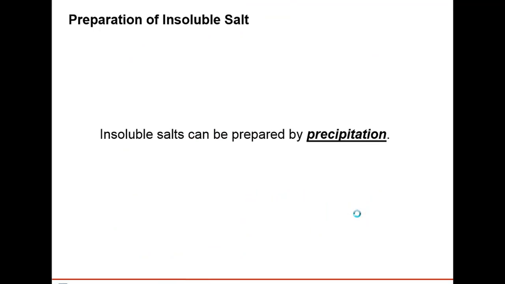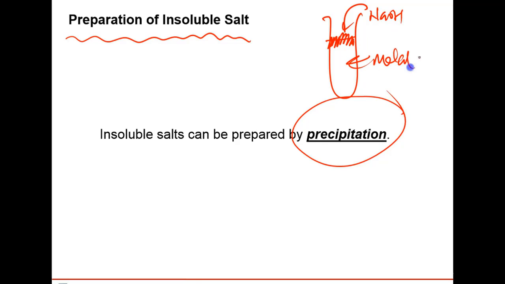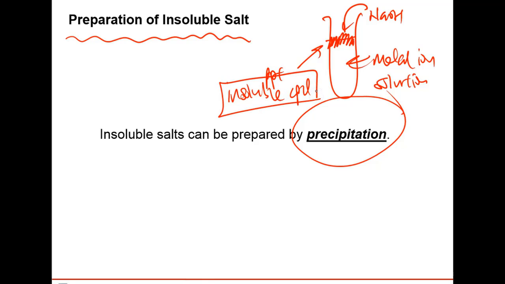So let's take a look at the first one, the easiest one, which is the preparation of an insoluble salt. You see this word here called precipitation. If you recall, a precipitate in your QA is the white solid. Say you add NaOH to a solution containing a metal ion, you will see a precipitate here. The precipitate is basically the insoluble compound, which is a salt.